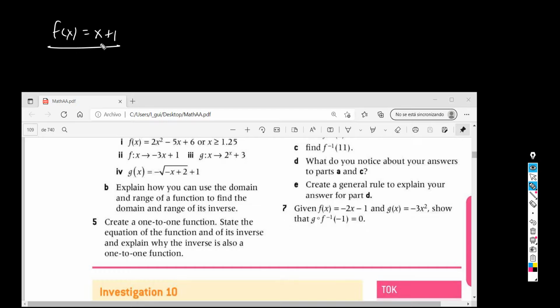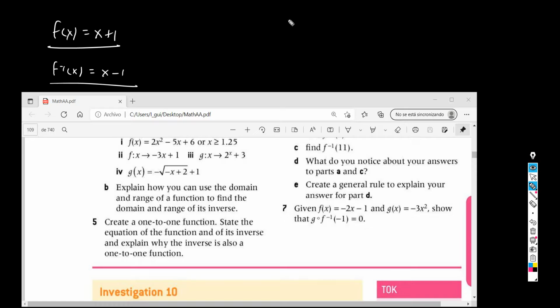And I created the equation and then I found the equation of its inverse. So far, so good. And then this is the difficult part. Explain why, kind of difficult. Explain why the inverse is also a one-to-one function. Okay, here is the argument.